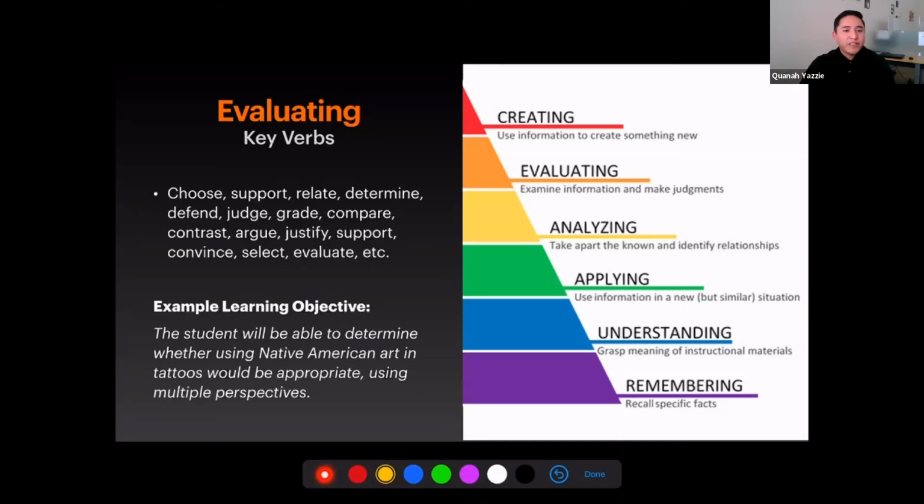You're examining the information. The example learning objective here is that the student will be able to determine whether using Native American art in tattoos would be appropriate, using multiple perspectives. So the instructor wants you to evaluate all of the things that have been put on the table. Who has objections? Are there consequences to it, maybe, and so on? So that's the evaluating portion.